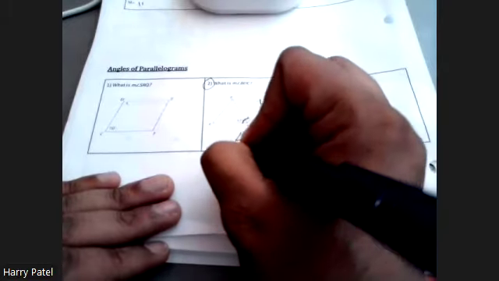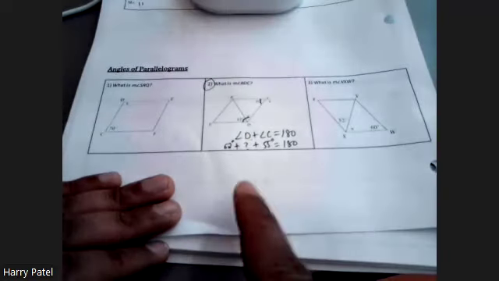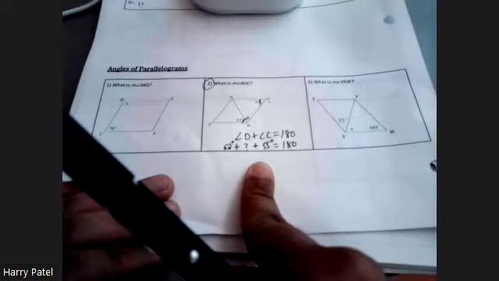So angle D is basically 62 degrees plus the missing angle that you're trying to find, and angle C is 55 degrees. Well, you have an equation and a missing variable, right? And you can solve for that. Okay? Okay, cool.